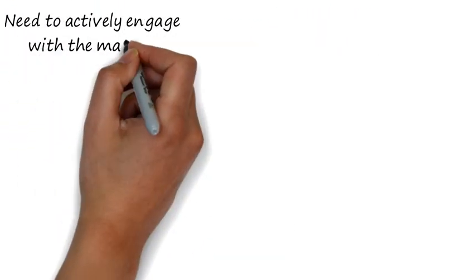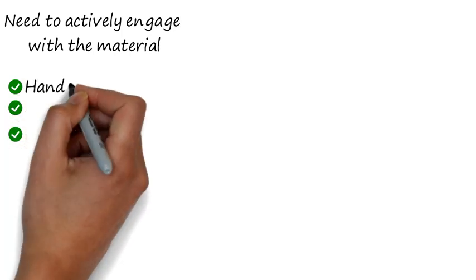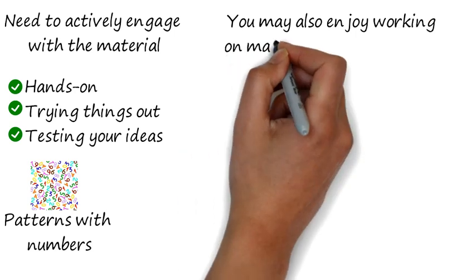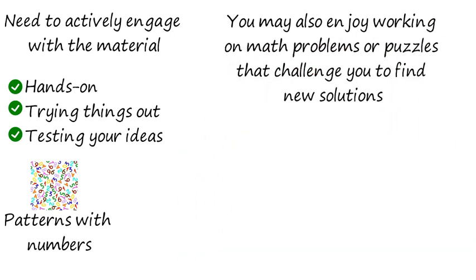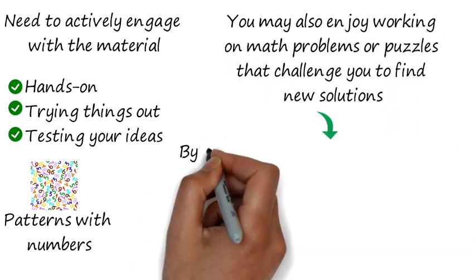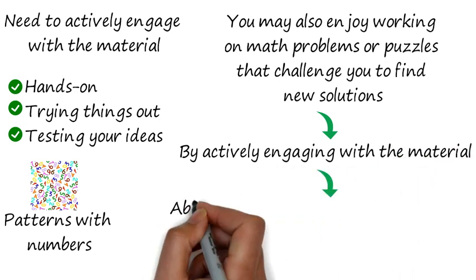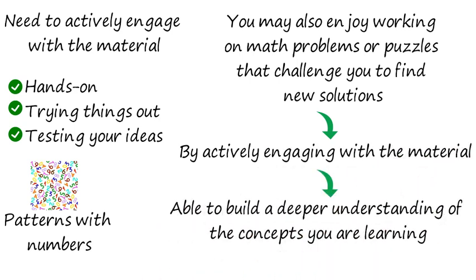To learn best, logical mathematical learners need to actively engage with the material. This means that you should be hands-on, trying things out, and testing your ideas. For example, you could try creating patterns with numbers or analyzing the results of an experiment to see what patterns emerge. You may also enjoy working on math problems or puzzles that challenge you to find new solutions. By actively engaging with the material, you will be able to build a deeper understanding of the concepts you are learning.